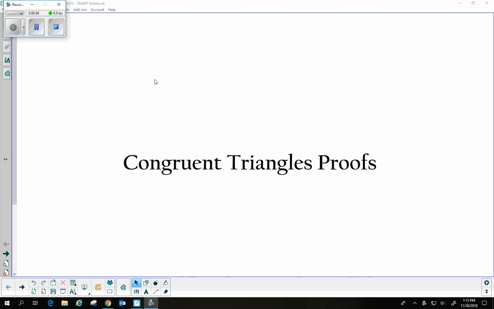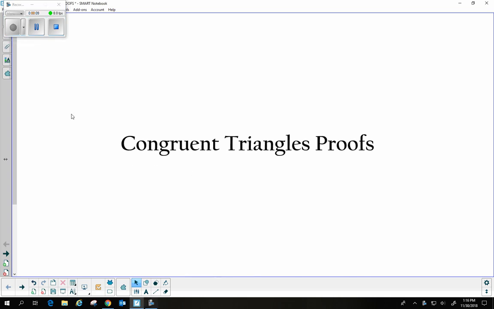Hey, all, today we are going to take those shortcuts for showing triangles are congruent, and we're going to use them to write two-column proofs like we have in the past.